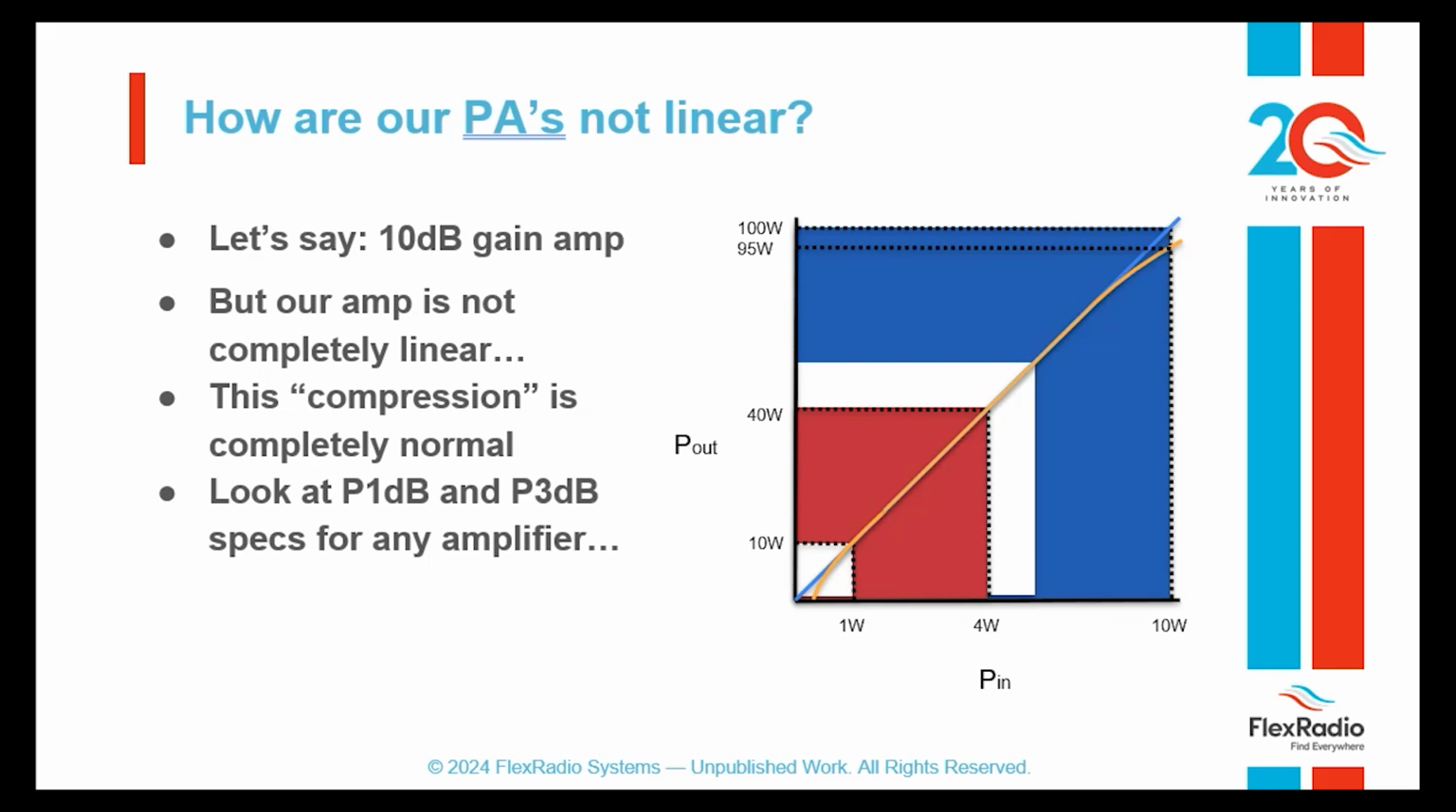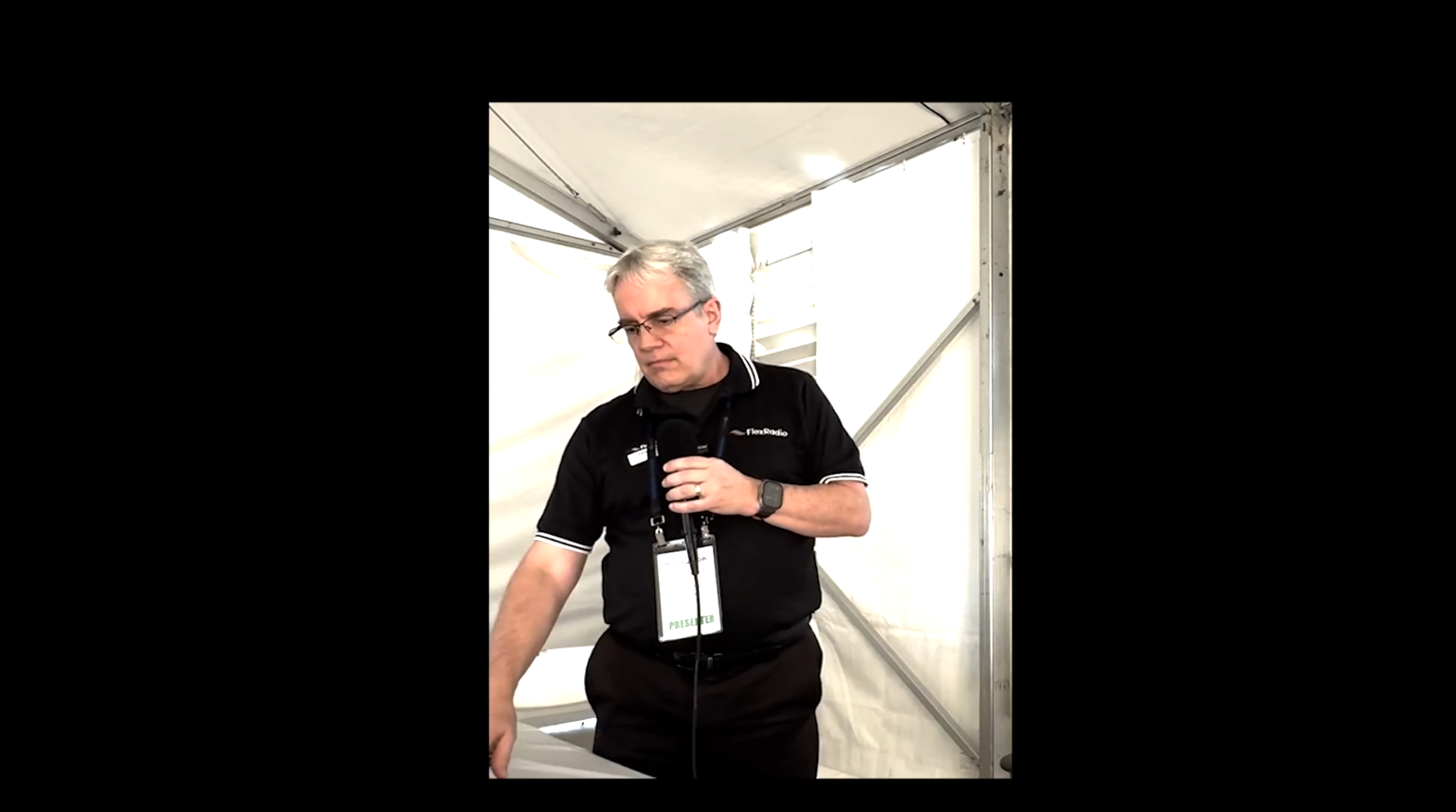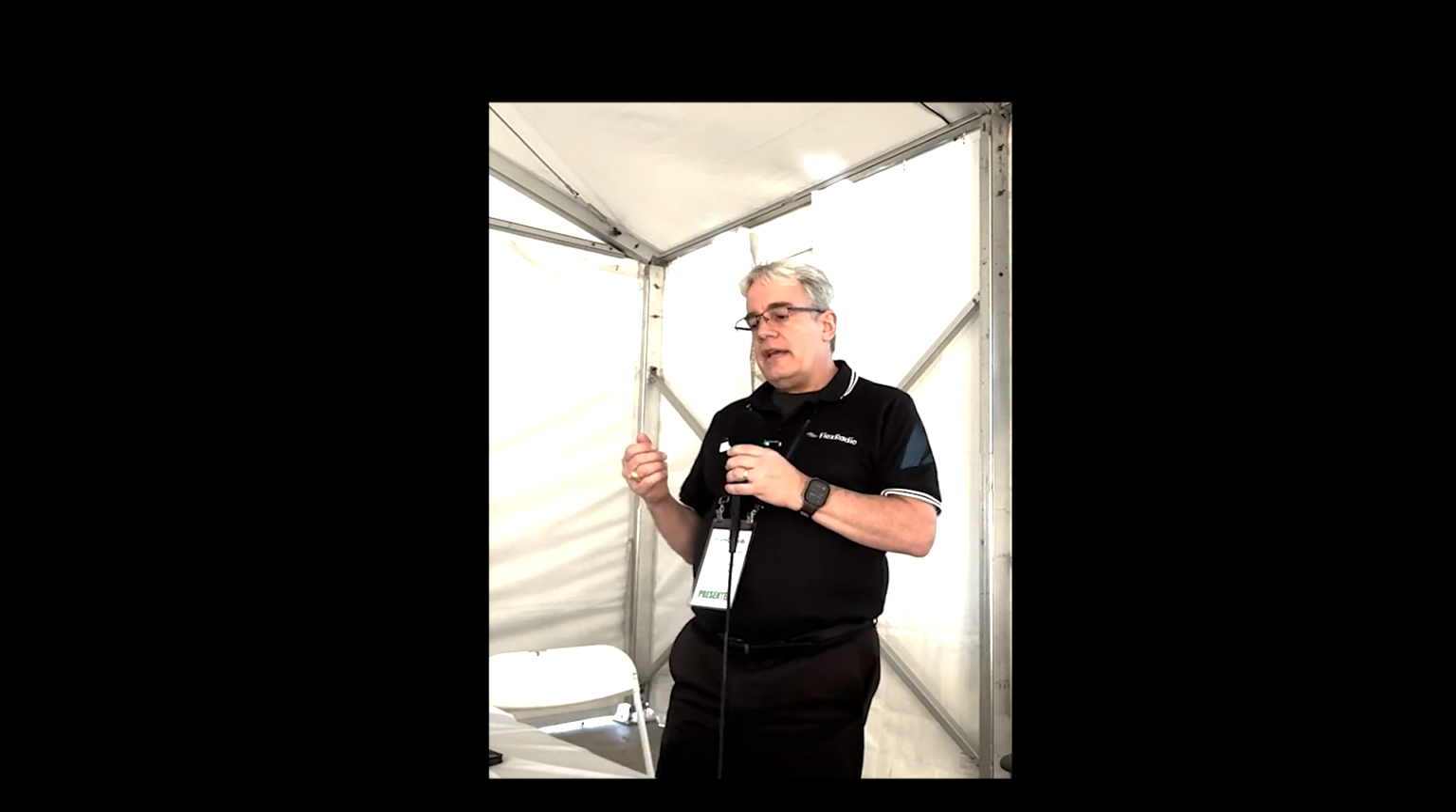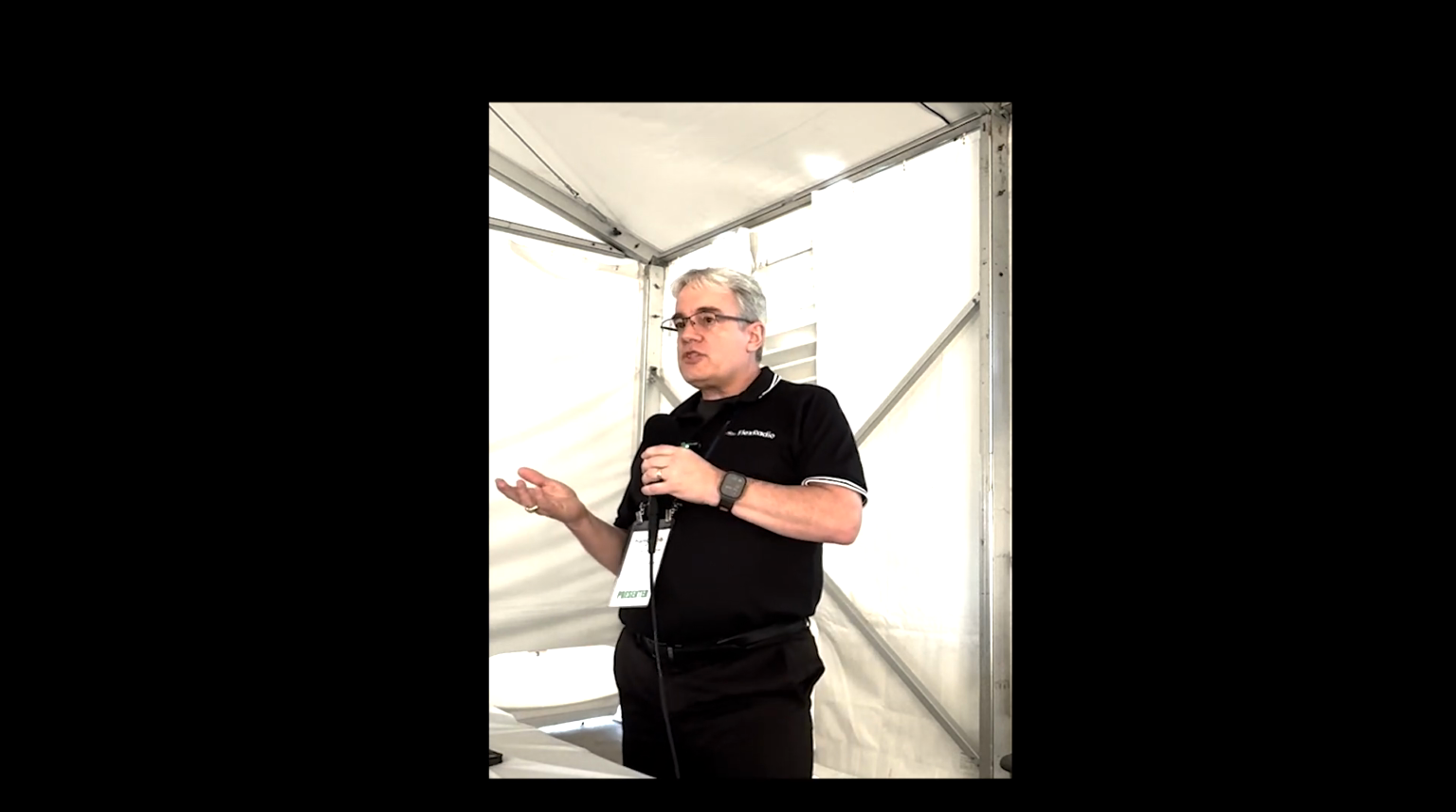This is not the logo for Cessna, actually, but this is what actually happens, this yellow line. You can see it kind of sags on either end, and especially on the upper end. And so what happens is if you put in 10 watts, instead of getting 100, you might only get 95 out. That's called, in the industry, compression.